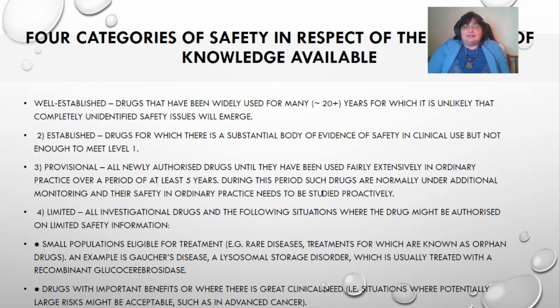Limited. All investigational drugs, and the following situations where a drug might be authorized with limited safety information. A small population eligible for treatment, for example rare disease treatment, for which drugs are known as orphan drugs. An example is Gaucher disease, a lysosomal storage disorder, which is usually treated with recombinant glucocerebrosidase. Drugs with important benefits where there is great clinical need, a situation where potentially large risk might be acceptable, such as advanced cancer.